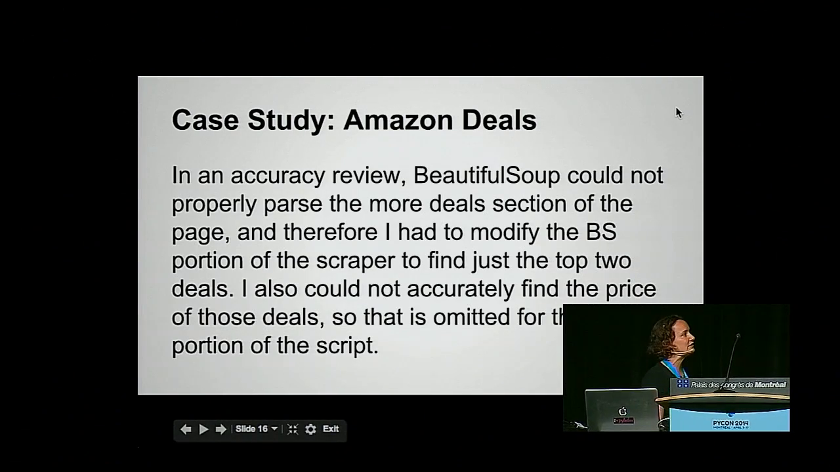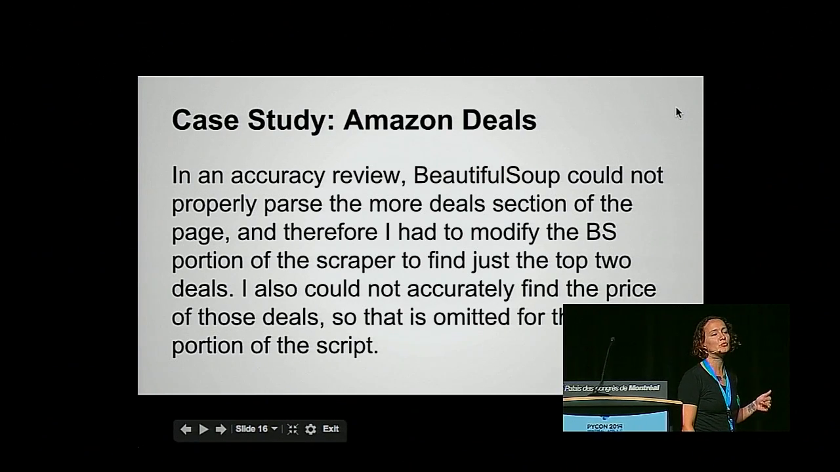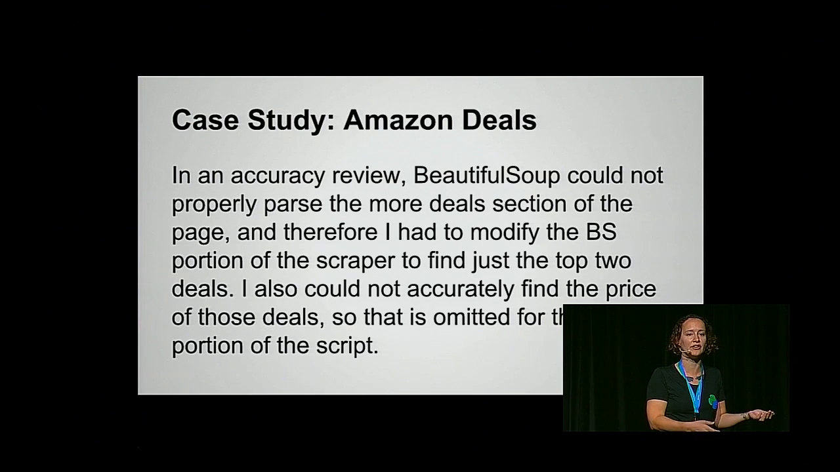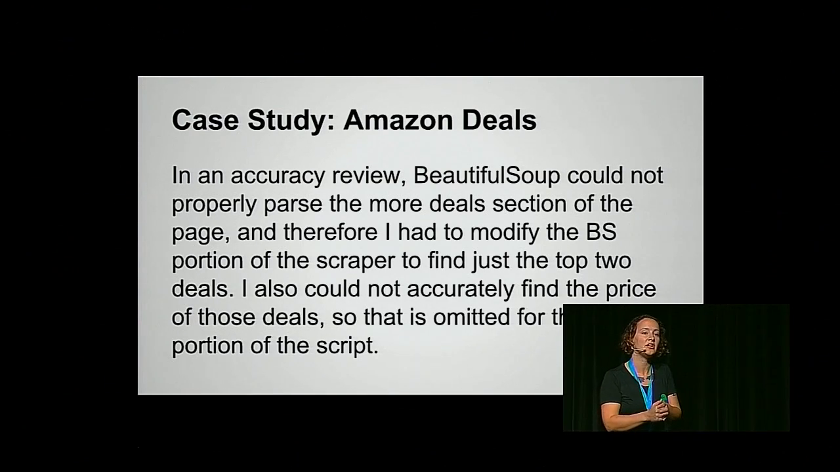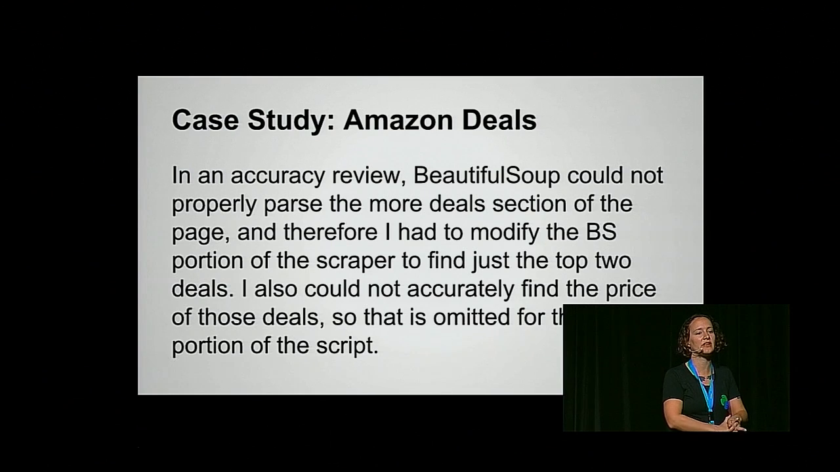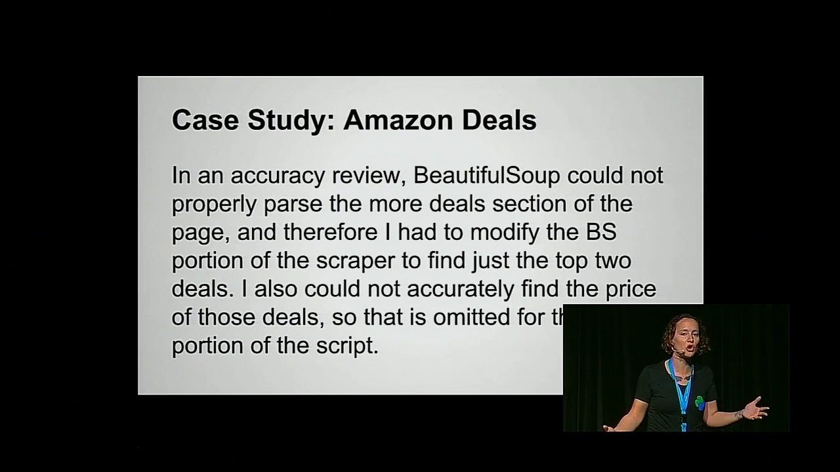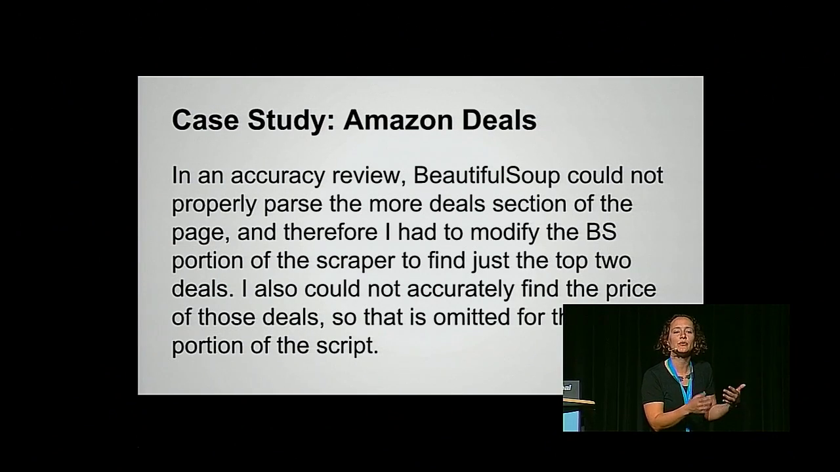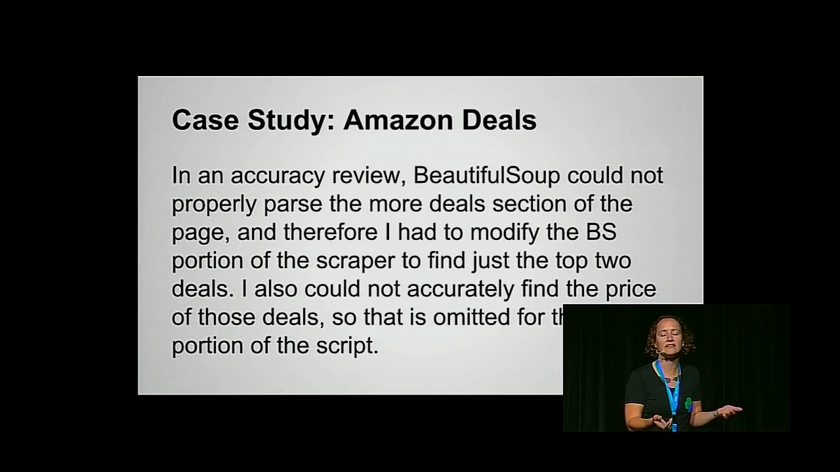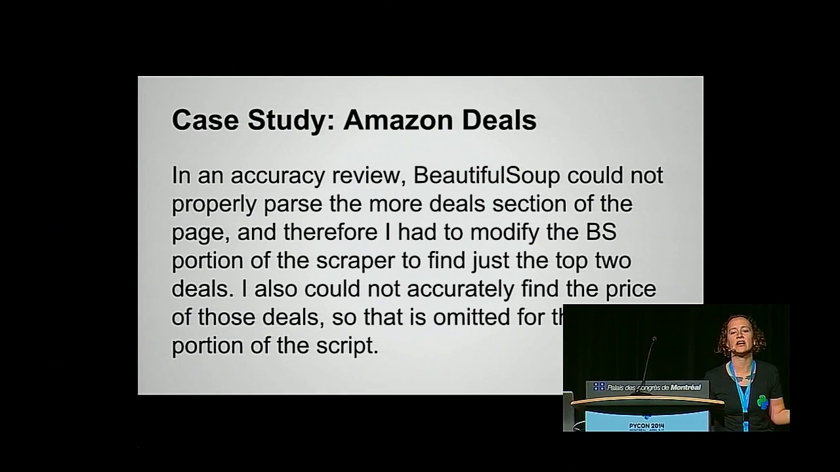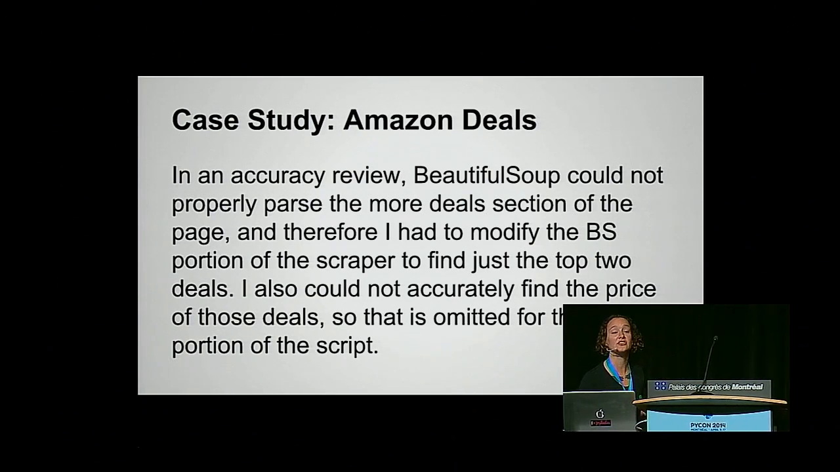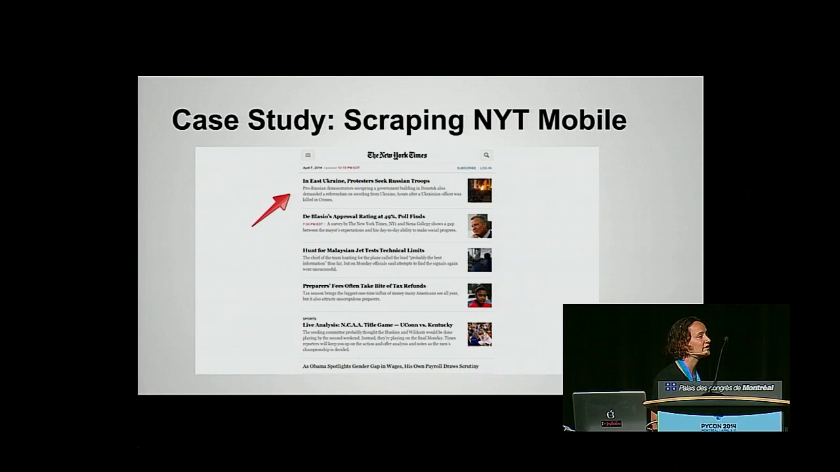So in an accuracy review of this, oddly enough, BeautifulSoup was not able to properly parse using the same sort of syntax as the others. And I was having a hard time even getting to that part of the page without using a whole family tree crawl. So what I did is I modified it so it would find the top deals, so it could be at least comparative. I wasn't going to sit there and compare 20 to 30 lines of BeautifulSoup with 5 lines of LXML. But this was actually an interesting find for me, so I thought I'd share it.